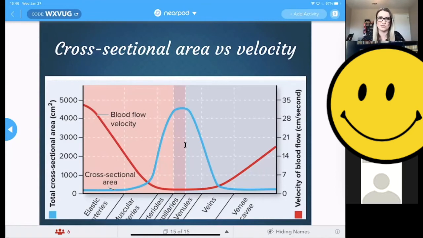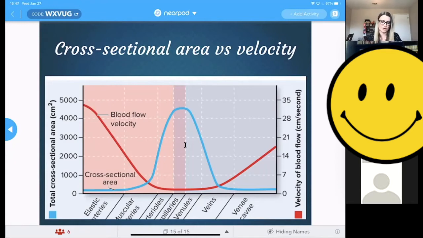But we have 60,000 miles of them. We have so many of them in our body that if you add the tiny little cross-sectional area of every single capillary in your body, it's going to be so much bigger than the cross-sectional area of those few large vessels that you have. And so the largest vessels have the smallest total cross-sectional area, so combined. The smallest vessels, your capillaries, have the largest total cross-sectional area, okay? So that's what the blue line is showing you. The red line is showing you the speed of the blood in these vessels, okay?